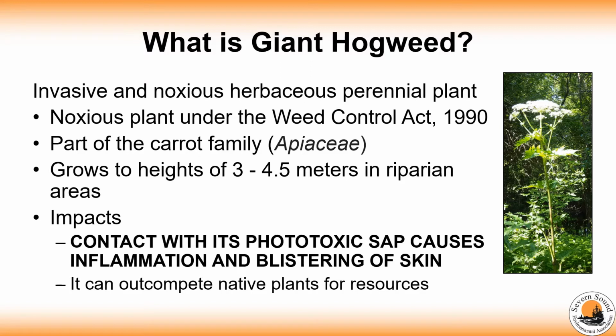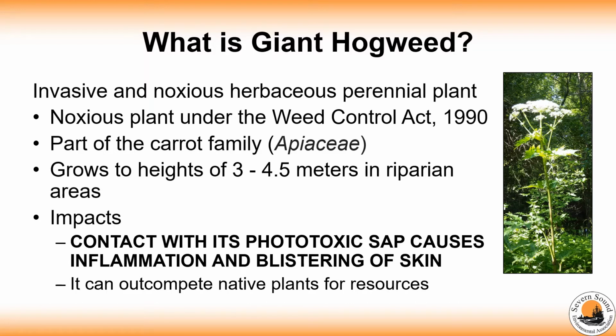It is commonly found in riparian zones, growing near streams and rivers, where it can reach heights of 3 to 4.5 meters tall. All parts of this plant produce a clear, watery sap that is phototoxic and can cause inflammation of the skin, as well as burns and blistering when exposed to the sun. Symptoms occur within 48 hours and start in as little as 15 minutes.